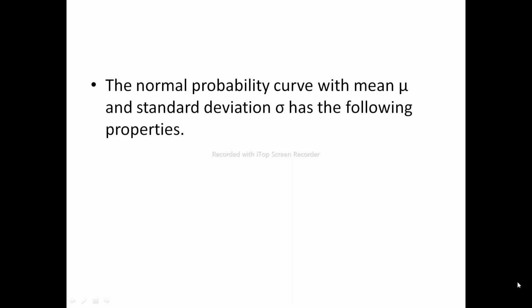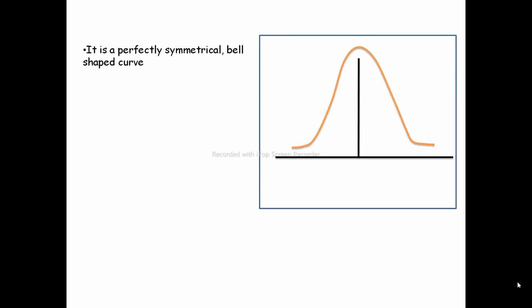The normal probability curve with mean mu and standard deviation sigma has the following properties. First, it is a perfectly symmetrical bell-shaped curve, or you can say a Gaussian curve. Now the very important thing that you should know is that this line never joins this line. There is always a difference. This line never touches the x-axis. This thing you should always remember.